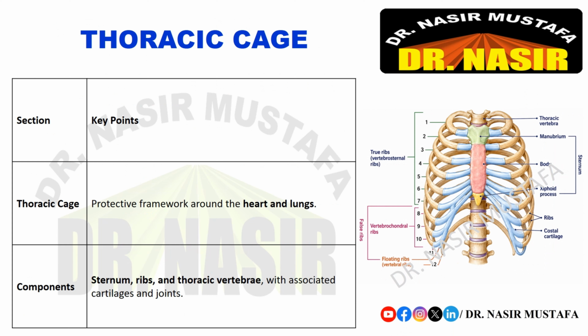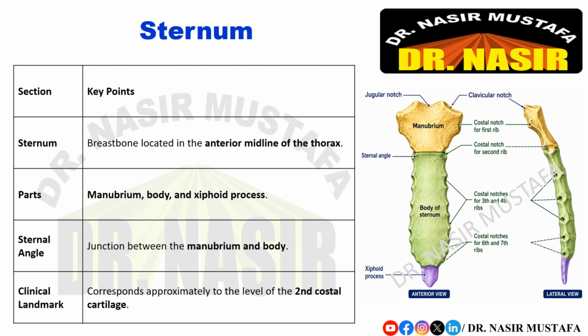5. Thoracic cage. We now come to the thoracic cage. The thoracic cage forms a protective framework around the organs of the thorax, particularly the heart and lungs. It consists primarily of the sternum, ribs, and thoracic vertebrae, together with their associated cartilages and joints. Sternum. The sternum, or breastbone, is located in the anterior midline of the thorax. It consists of 3 major parts: the manubrium, the body, and the xiphoid process. The junction between the manubrium and body is called the sternal angle. The sternal angle is an important anatomical landmark and corresponds approximately to the level of the second costal cartilage.